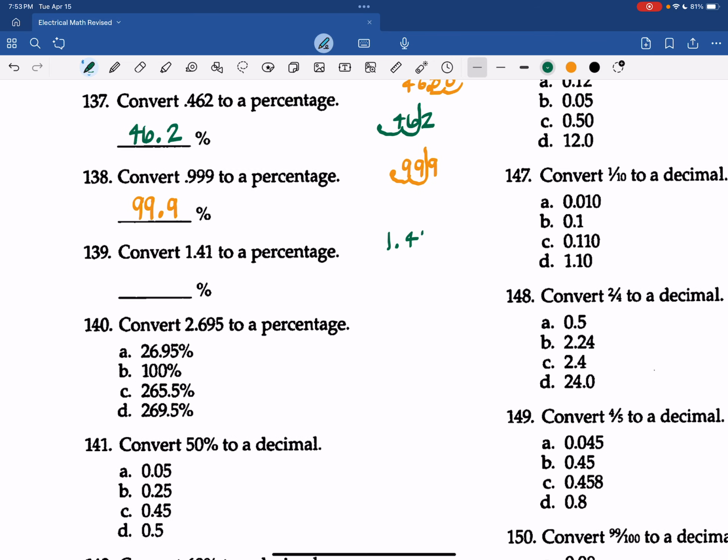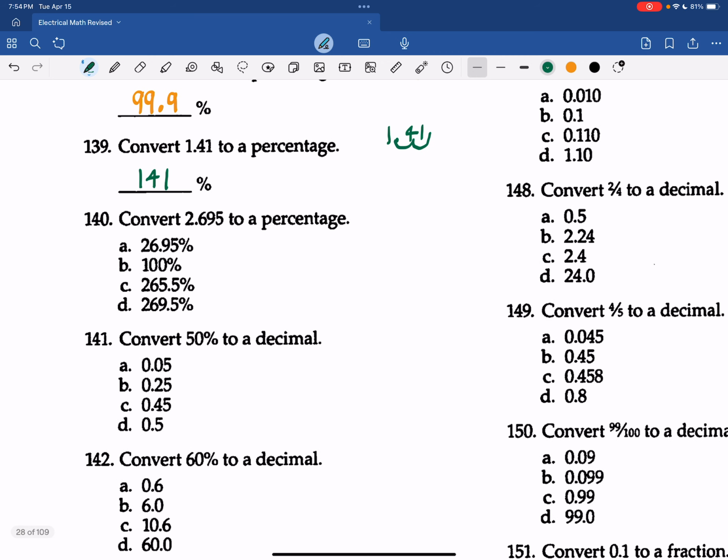1.41 to a percentage. I'm going from a decimal to a percent. 1, 2, so it is 141%. 2.695. 2 places to the right gives you 269.5%. Let me write that just so you can see it.